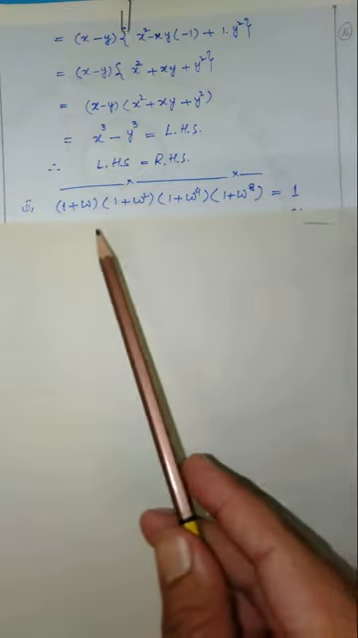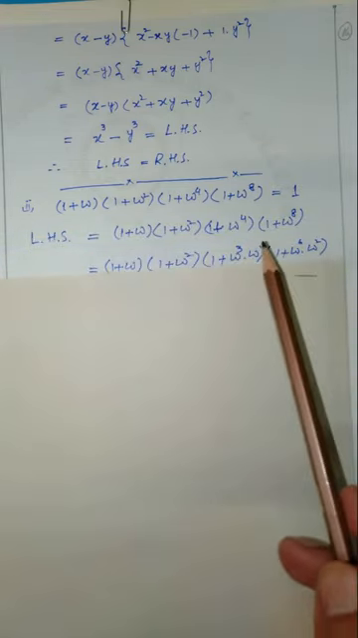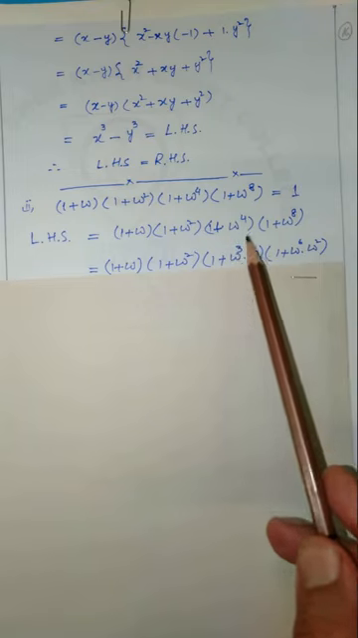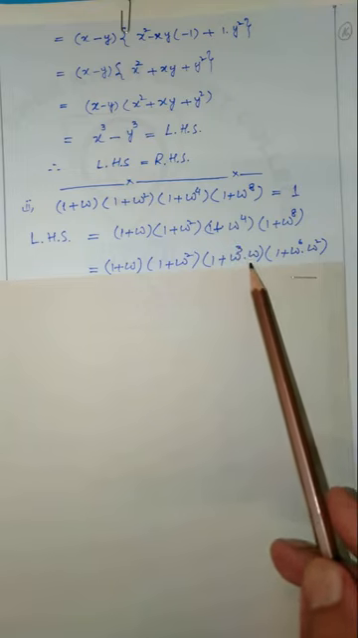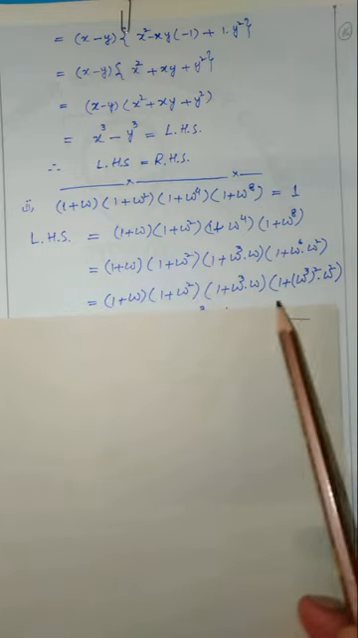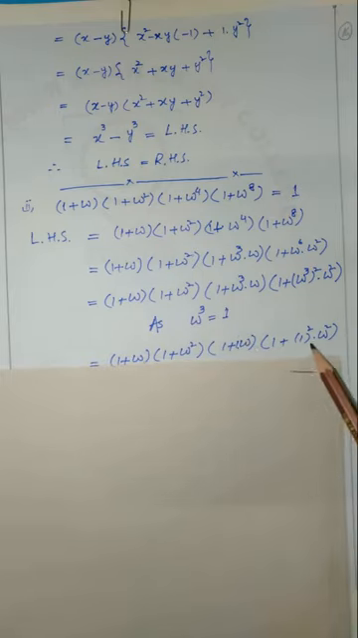Again part number 2 is given. Now solution, taking the left hand side, we multiply. First of all, this is equal to omega 4, which is equal to omega cube dot omega, and this is equal to omega 8, which is equal to omega 6 into omega square. So as omega cube is equal to 1, putting the value like this.